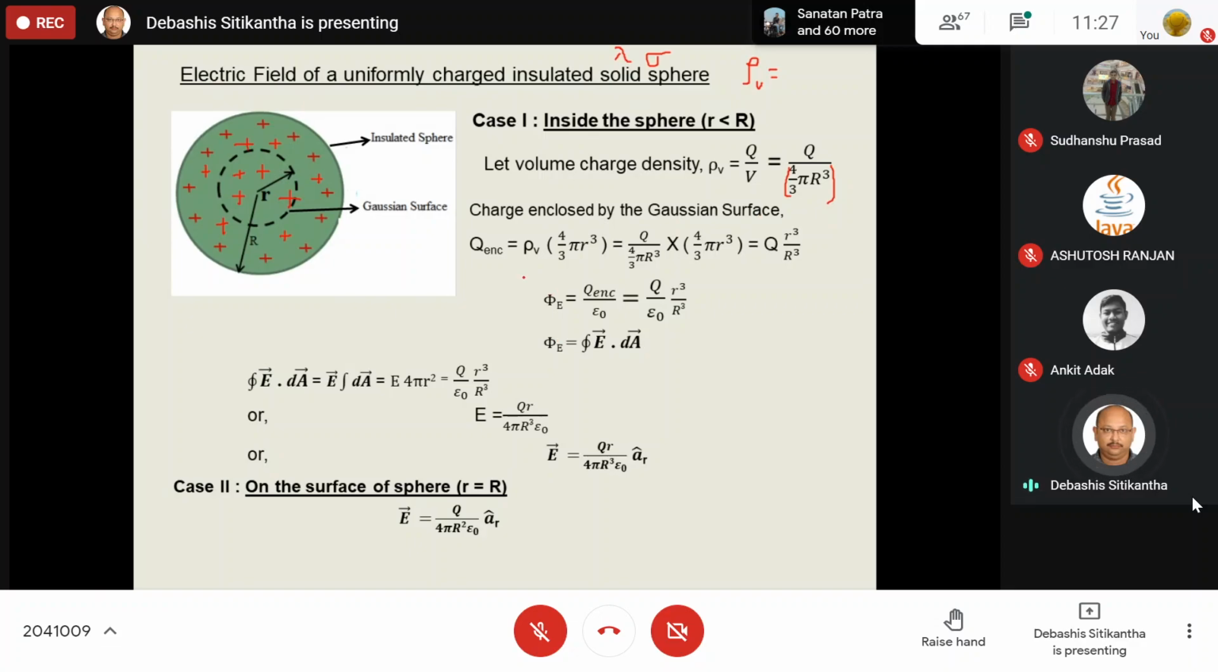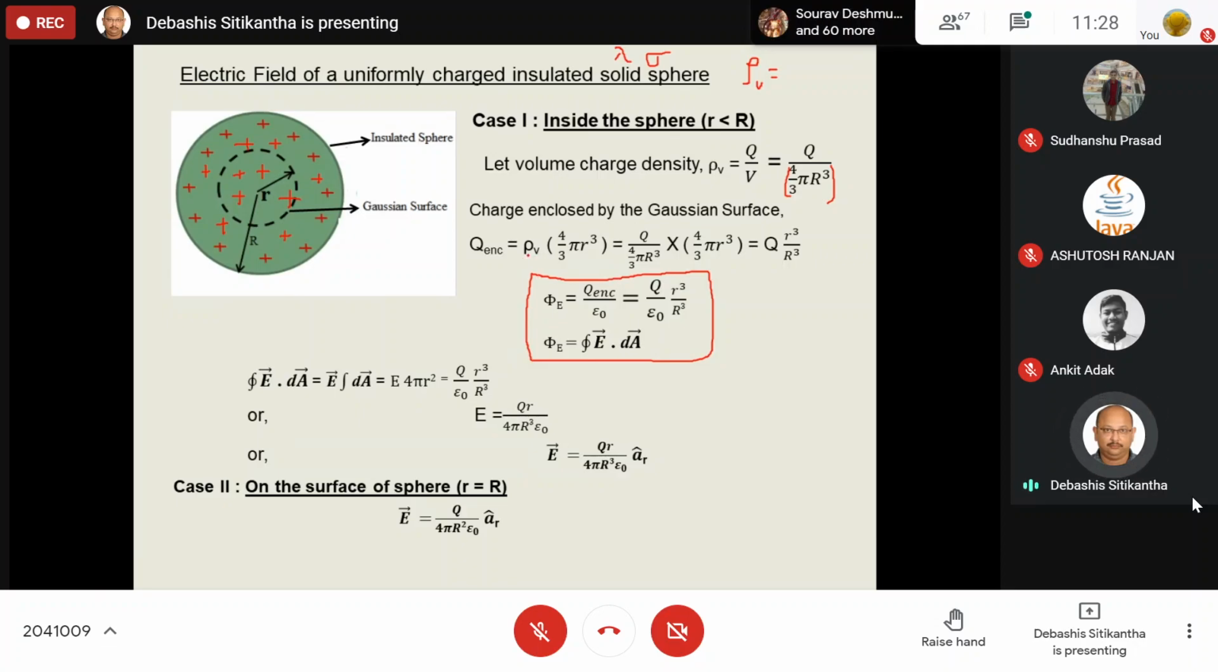Because we know that the procedure is very simple. We have to apply two things. One is the Gauss law, and then we have to apply the generalized expression for electric flux. From these two equations, we can easily find the electric field. But before that, we have to ascertain the value of this Q enclosed. So let us see how to find this Q enclosed.